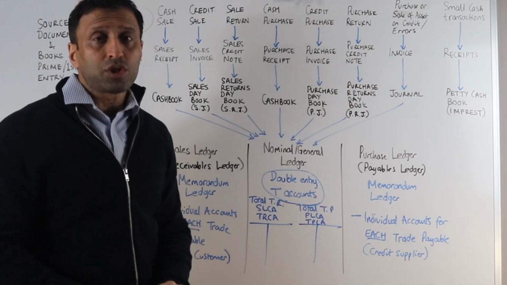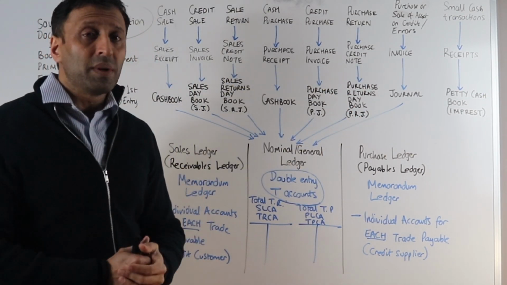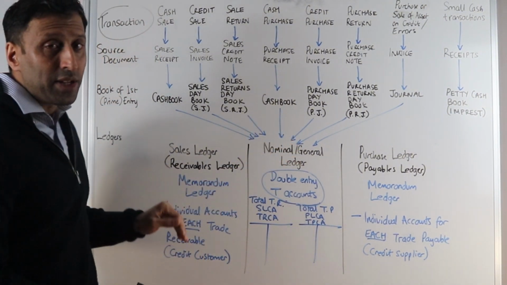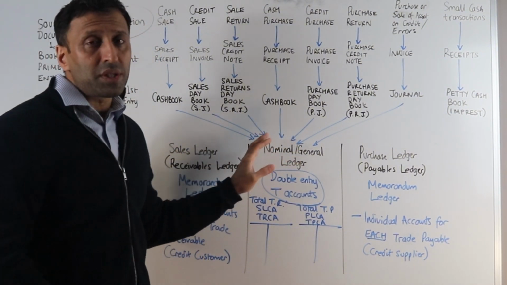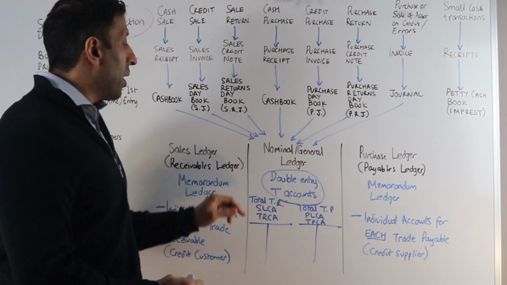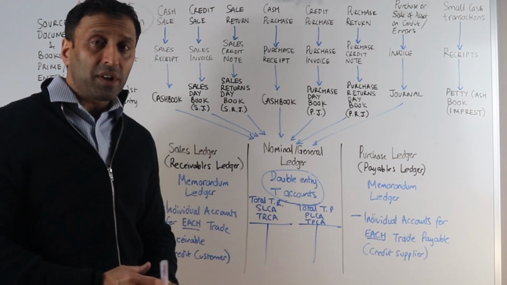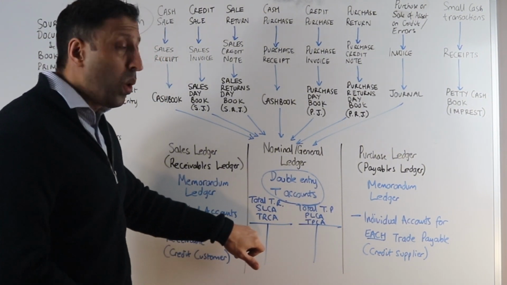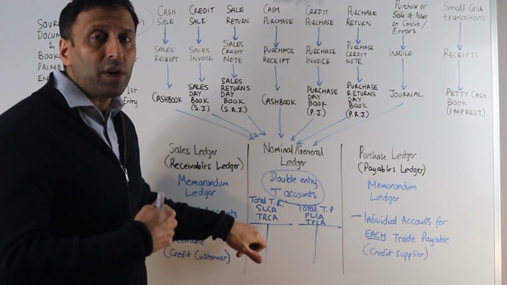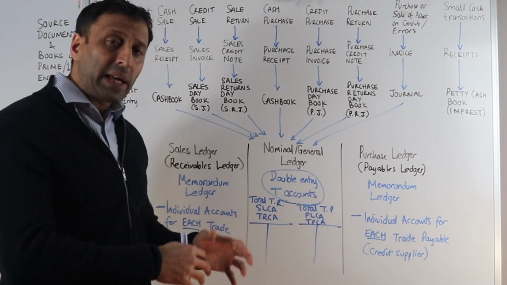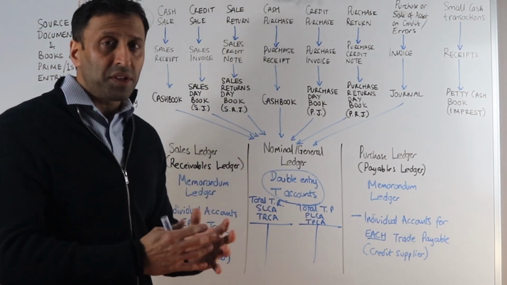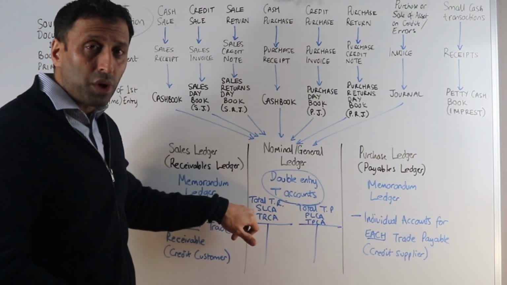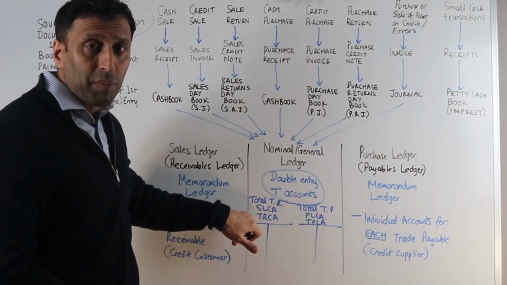These are the books of first or prime entry where those source documents get recorded, and then at the end of the day, they're going to end up in the ledgers. Now there are three ledgers. The main ledger is the nominal or general ledger. This is where we do all our double entry, where the T accounts are, including a T account for all of our trade receivables, all of our credit customers. So we have an account for all of them put together in one ledger account. And that's called the sales ledger control account, or the trade receivables control account.